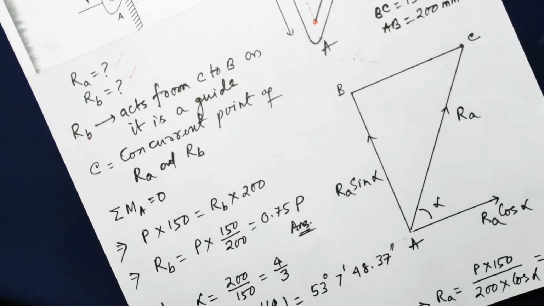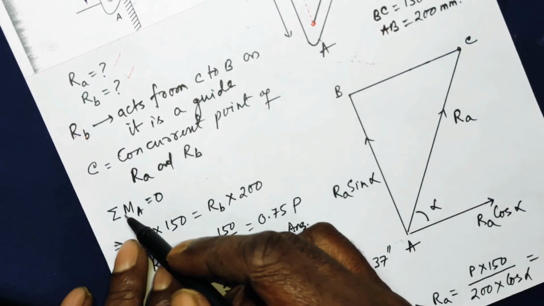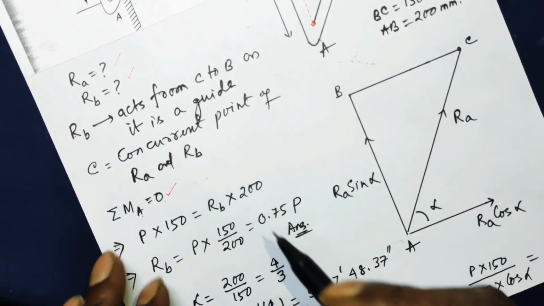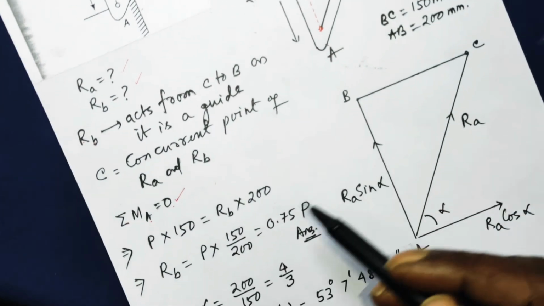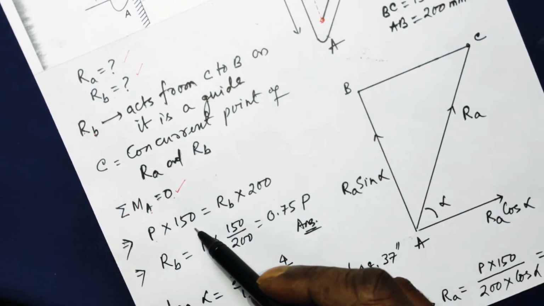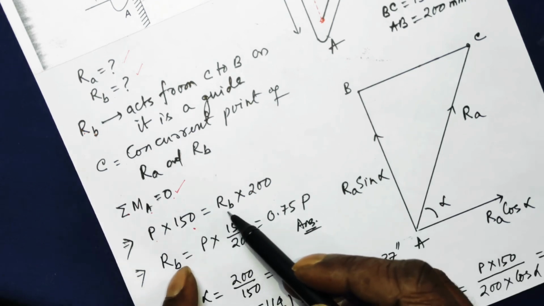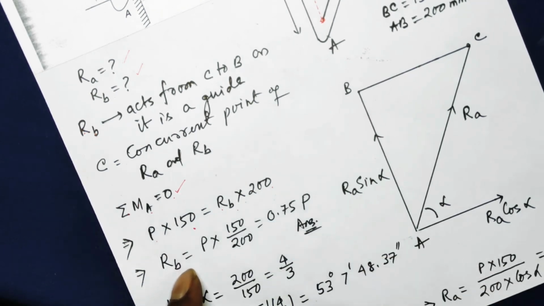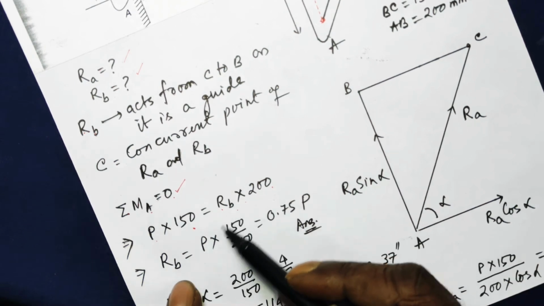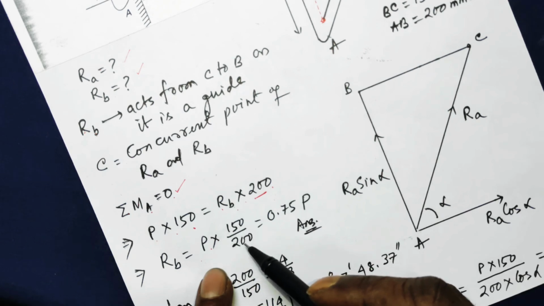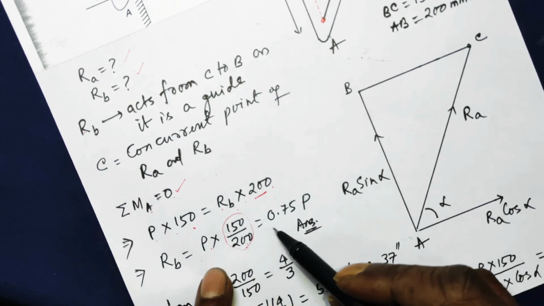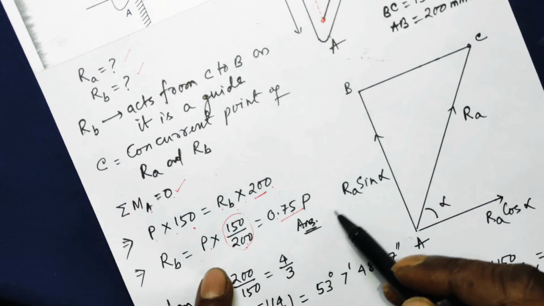So the sum of the moments about point A is equal to 0. P times 150, which is a clockwise moment about point A, is equal to RB times 200, which is the anti-clockwise moment of RB about point A. So keep RB on one side, take this 200 to the left hand side, so it becomes P times 150 over 200. 150 over 200 comes out to be 0.75 times P, which is one answer.